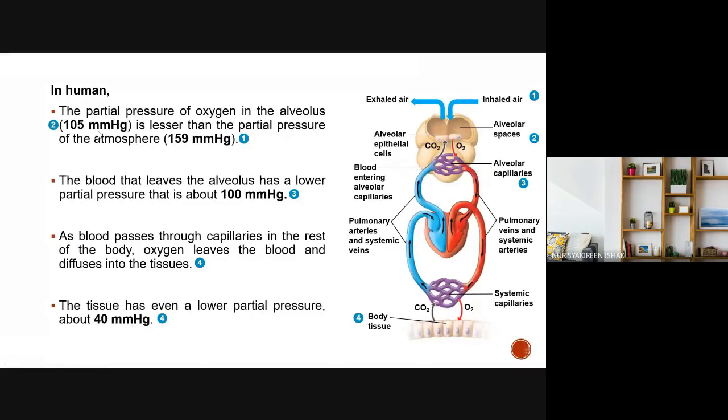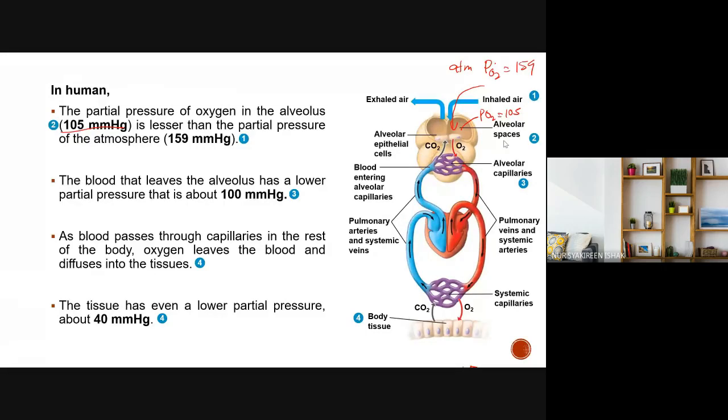Okay, so in humans, the partial pressure of oxygen in the alveolus is 105. Note kat sini. Dalam alveolus ni, partial pressure of oxygen is 105. Atmosphere, tadi partial pressure of oxygen berapa? 159. So obviously from high pressure, okay, from high pressure from the atmosphere into the alveolus. Okay, from 159 to 105 in the alveolus.